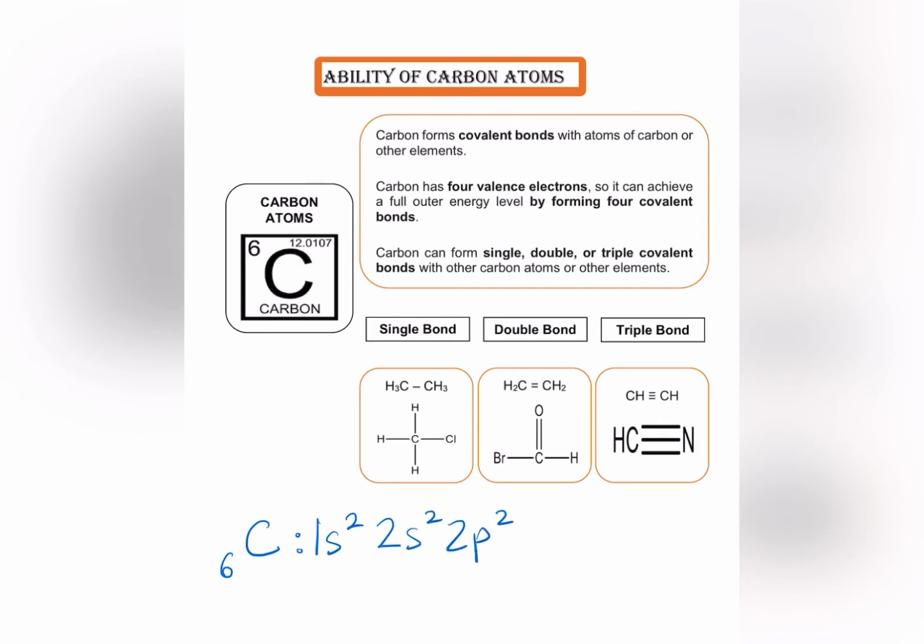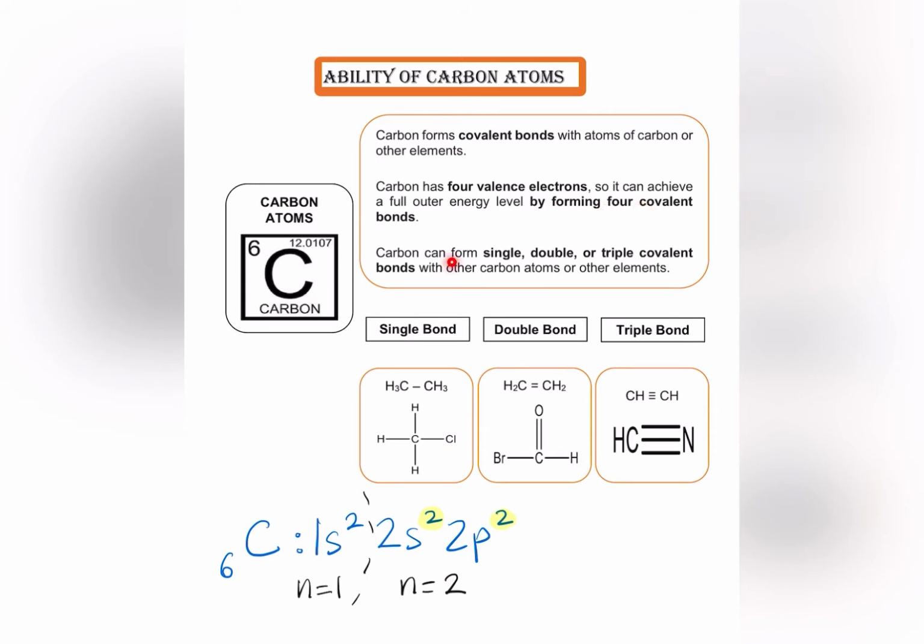And if you take a look here, this is n equals to 1, the first shell, and this is n equals to 2, the second shell, and this is your valence shell. As you see from here, you got 2 electrons in 2s orbital, and you got another 2 electrons in 2p orbitals. So the total electrons is 4. So that's why carbon has 4 valence electrons, so it can achieve octet configuration by forming 4 covalent bonds.